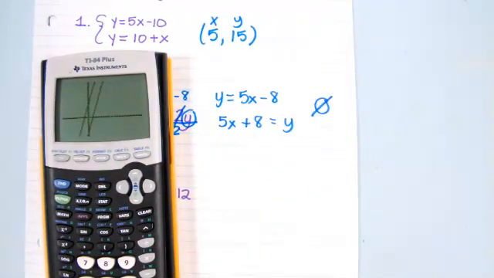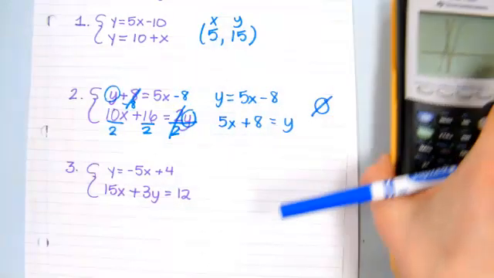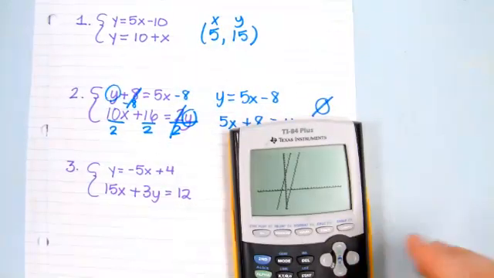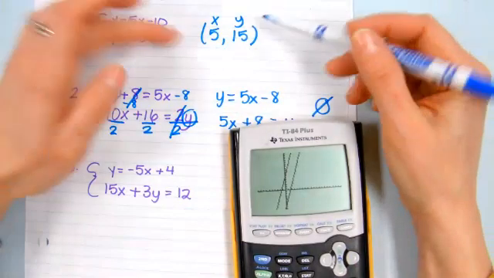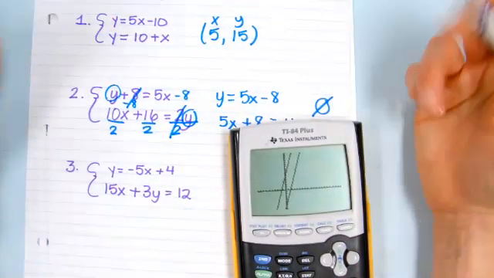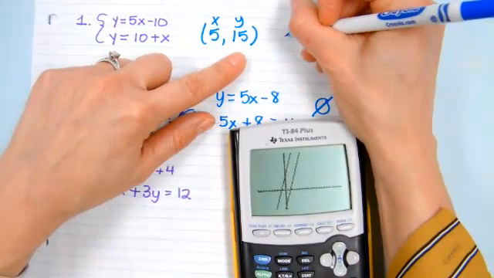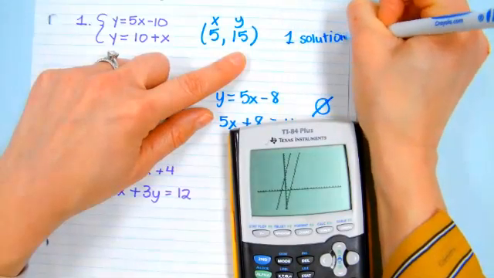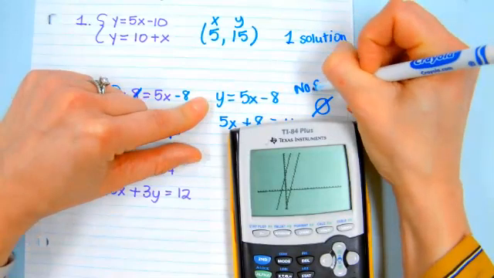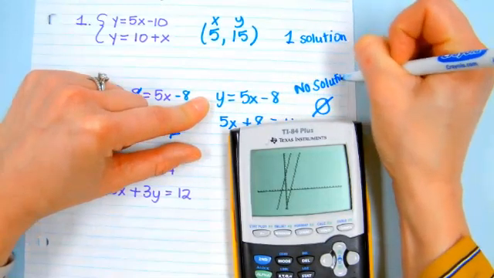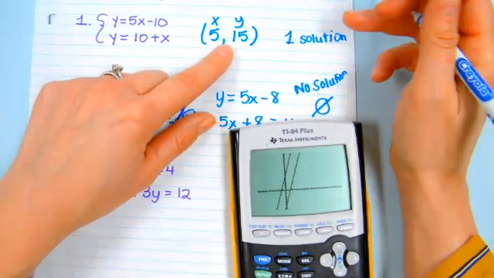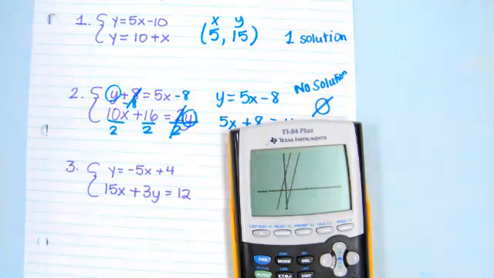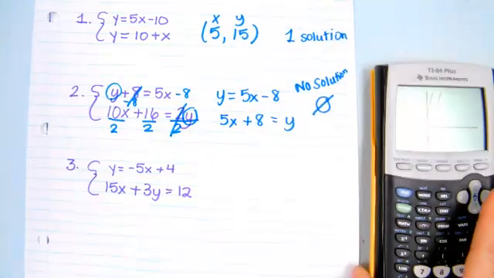Those are parallel lines. Okay, and just so you know, the second part of your assignment today doesn't ask you what is the solution. It says how many. So this would be one solution. There's one solution here. There is no solution for this one. If it asks you what is the solution, we have to give the actual answer, but sometimes it asks you how many.